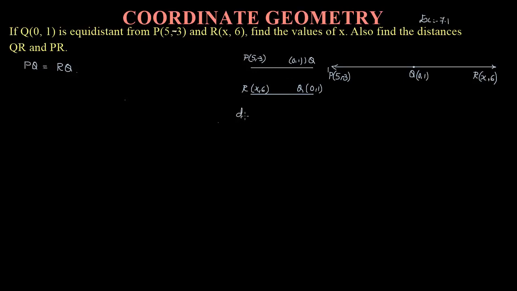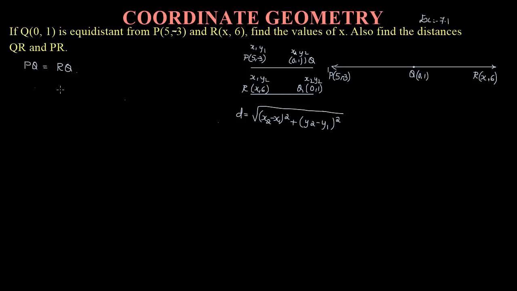We have the distance formula as well. So what is the distance formula? It is the square root of x2 minus x1 the whole square plus y2 minus y1 the whole square, right? So this is the distance formula. So let it be x1 y1, let it be x2 y2.